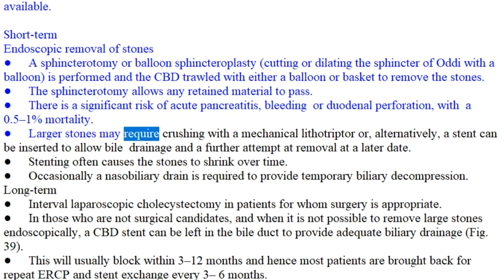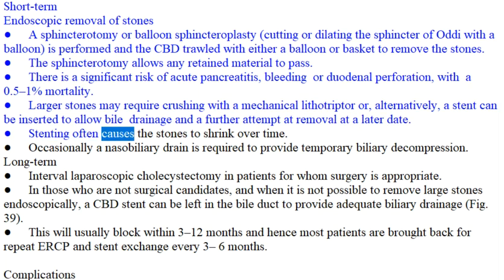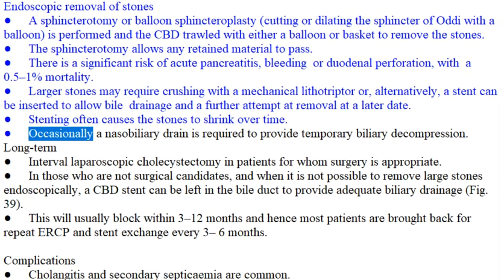Larger stones may require crushing with a mechanical lithotripter or, alternatively, a stent can be inserted to allow bile drainage and a further attempt at removal at a later date. Stenting often causes the stones to shrink over time. Occasionally a nasobiliary drain is required to provide temporary biliary decompression.